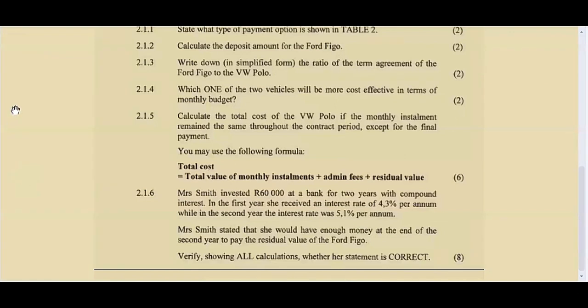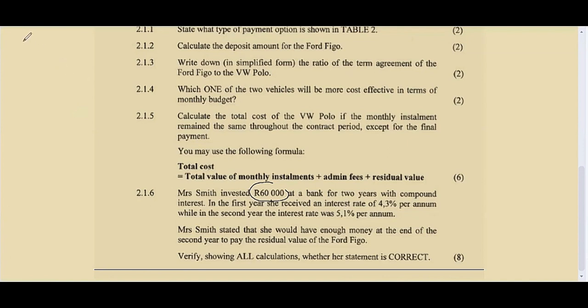So we always expect a question like this when we are dealing with our finance, whereby we are told of a certain claim that a person makes, and then we have to verify that. So this is always a question to be expected. Now, what we should do here is actually find out the accumulated amount that she would have from investing the 60,000 for a period of 2 years, right? And then we have to compare that to the residual value of the Ford Figo.